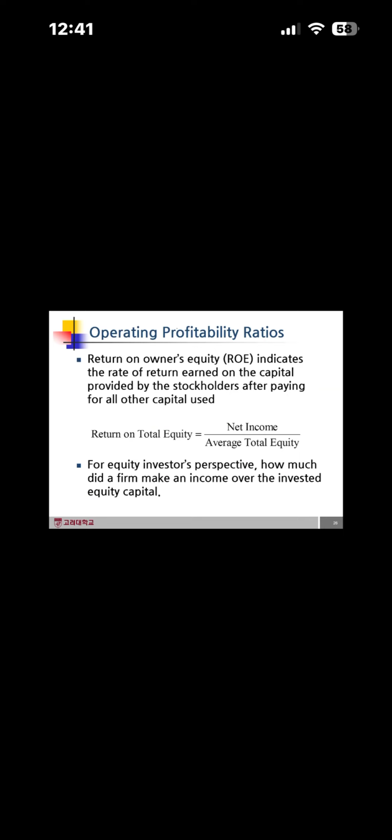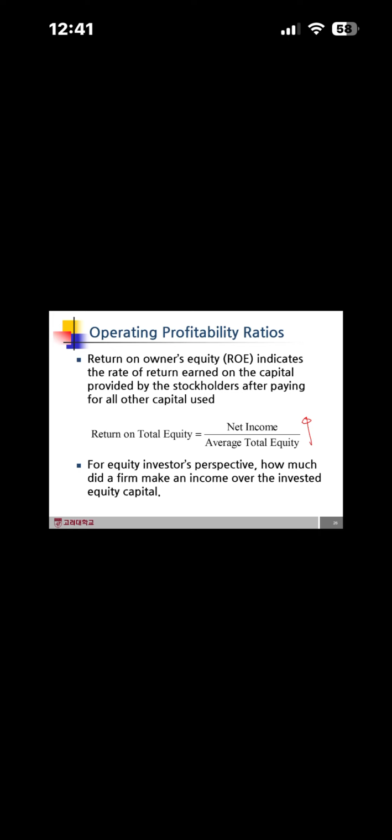So return on owner's equity indicates the rate of return earned on the capital provided by the stockholders after paying for all other capital use, such as interest expenses. So how much money did you make using your capital, using your owner's equity? Did you use it efficiently? So firms that use their capital more efficiently will have a higher return on equity ratio. So how much income did you generate from $1 unit of your equity?